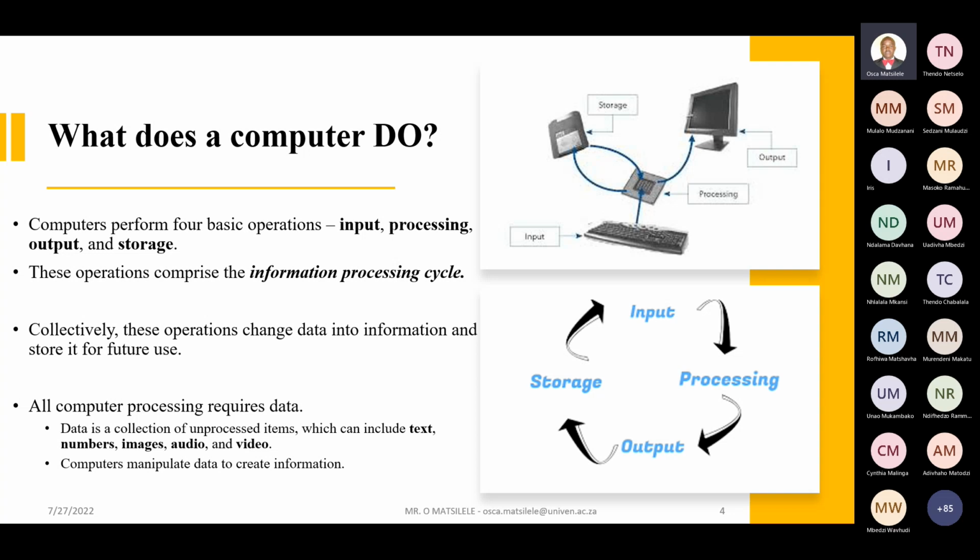All this computer processing requires data. So after getting the data, what do we call this data? Data is just a collection of raw items, which can include text, numbers, images, audios, and videos. The computer manipulates this data to create what we call information.